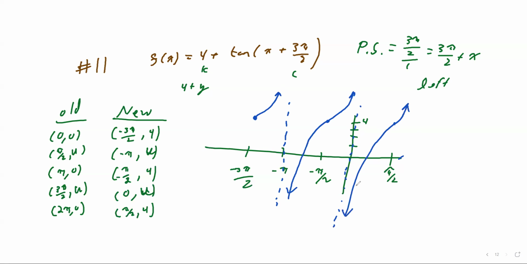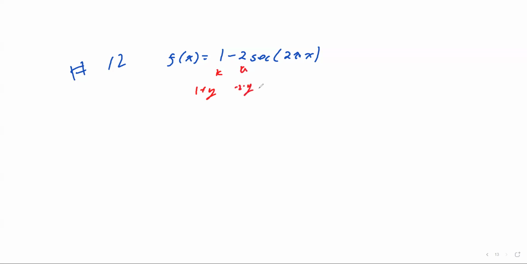There you go. So let's do two more, and I think that should be enough. Let's look at number 12. We'll say f of x equals 1 minus 2 secant of 2 pi x. So again, here's my k, so I'm going to do 1 plus my y. Here's my a, so I'm going to do negative 2 times my y. This is my b. I don't have a c, so all I have to do is 1 over 2 pi times my x.